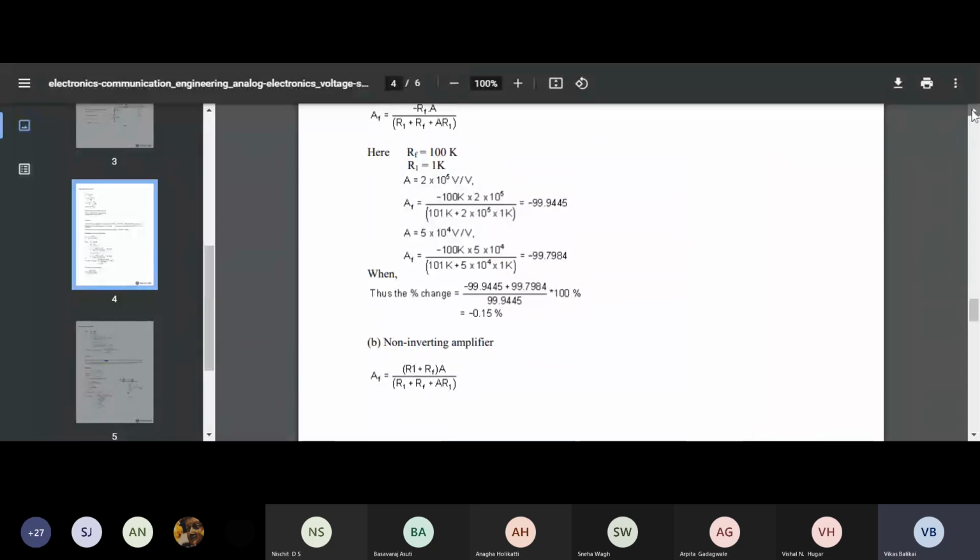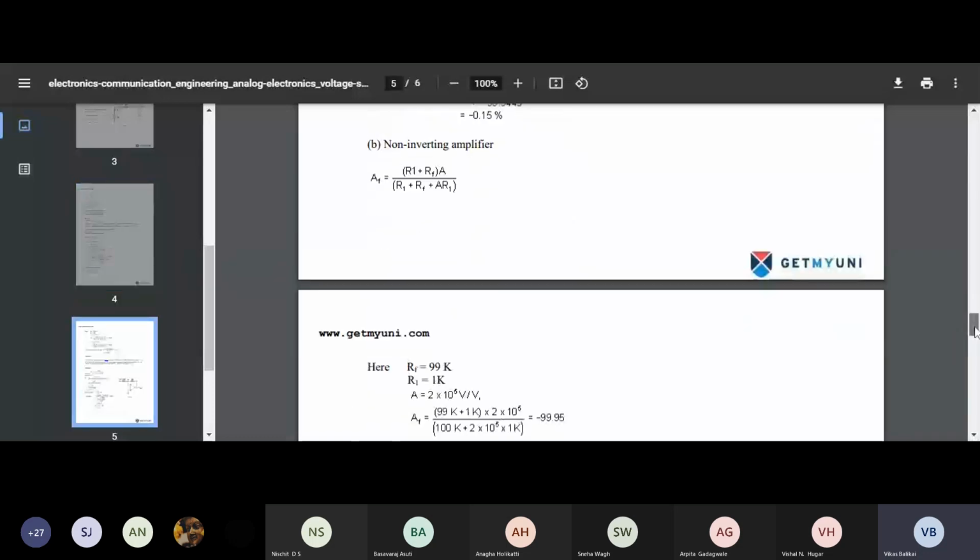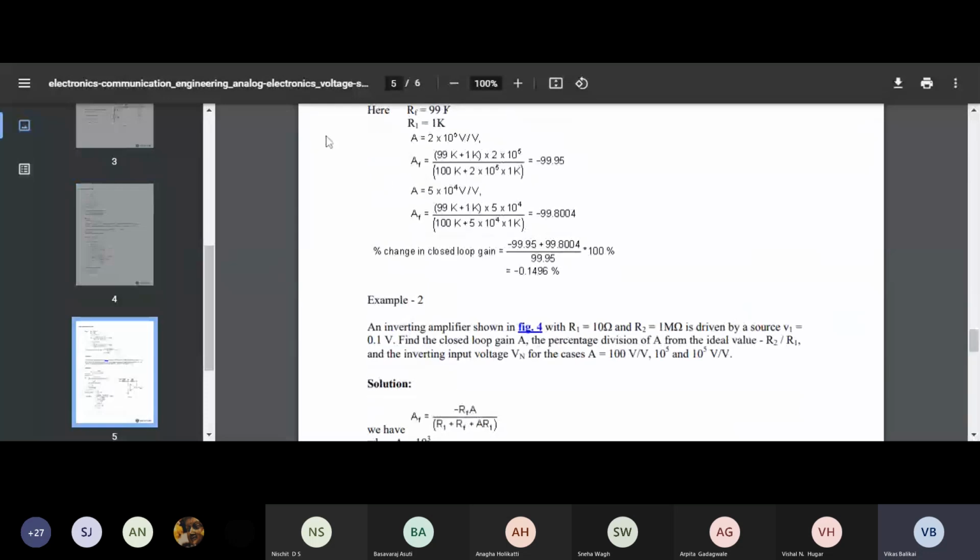On the same line, there is a non-inverting amplifier which he has given over here, and the formula is, look here, that's the reason I was talking about the entire formula. You can see on top it is minus R1 times A divided by R1 plus RF plus A R1, and below it is R1 plus RF times A whole divided by the same thing. So you know the equations now. It is a non-inverting amplifier. I am going to substitute different values and find AF for A equal to 2 into 10 raised to 5, and I obtain one value. And what will be the value of AF for A equal to 5 into 10 raised to 4? I'm going to get another value.